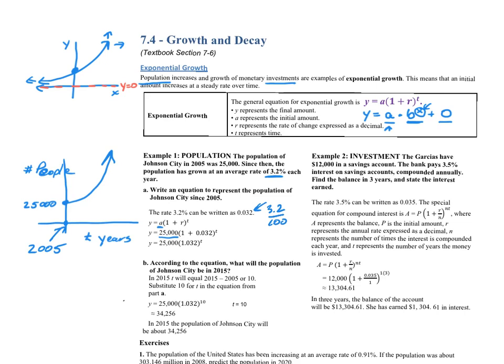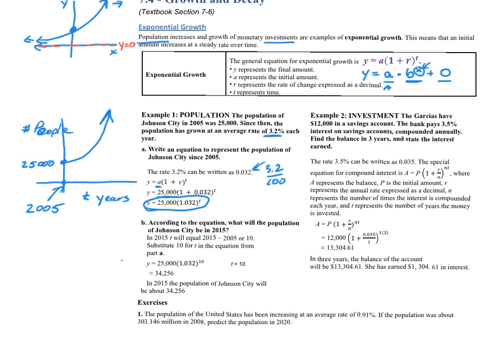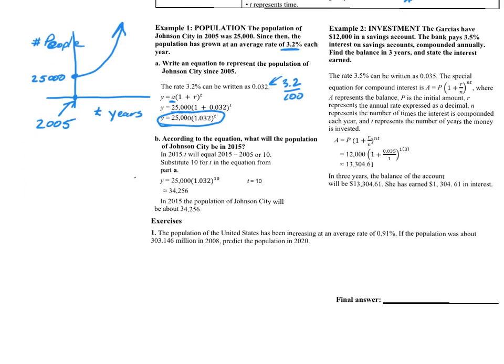So that gives us our general equation for any time t after 2005 in years. And down here we'll go ahead and actually find what the population of Johnson City is in 2015. So that's 10 years after. So on our graph here, 10 years after 2005 and 2015, we're going to plug that into our equation that we found up top.